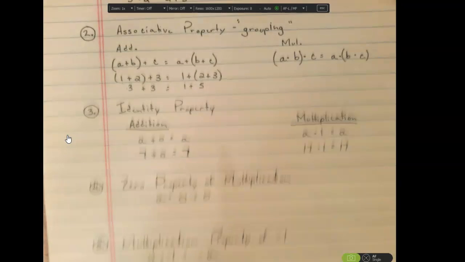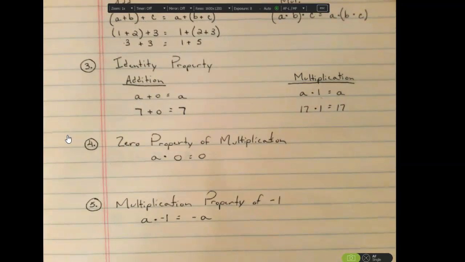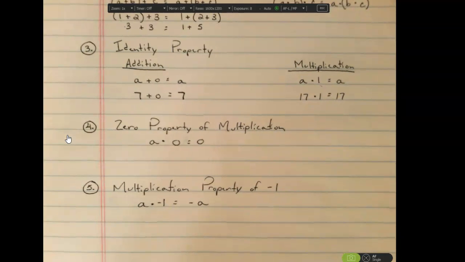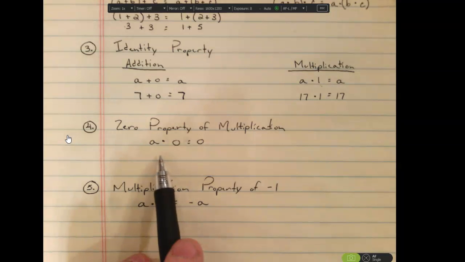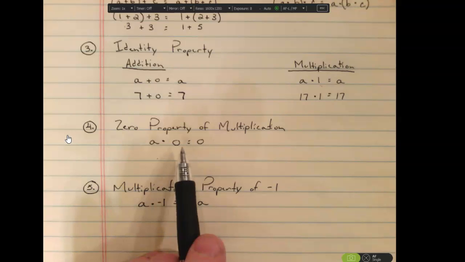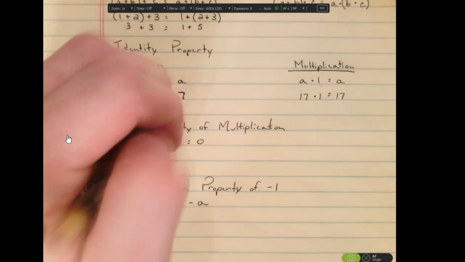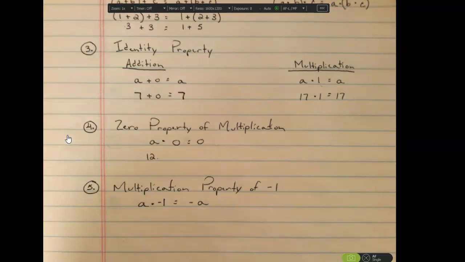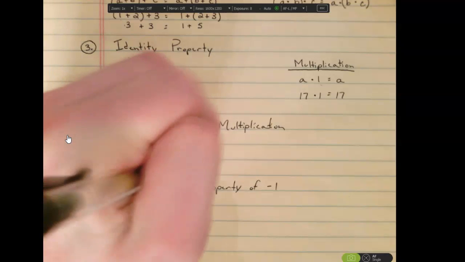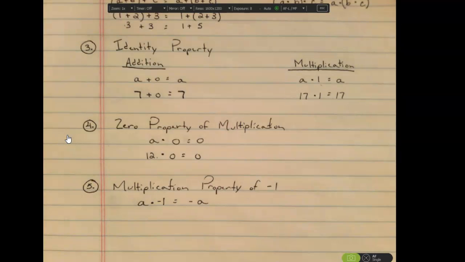Moving ahead, next property. The fourth property is the 0 property of multiplication. This is one that every one of us should be familiar with. Essentially, if I multiply any number by 0, my end result is going to be 0. If I plug 12 in for a, 12 times 0 gives me 0. Again, we're multiplying anything by 0 and getting 0 as our final answer. Not really going to do a whole lot with that property just because we are very familiar with it.